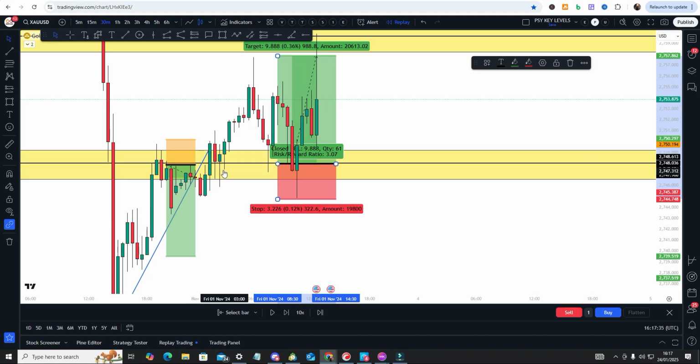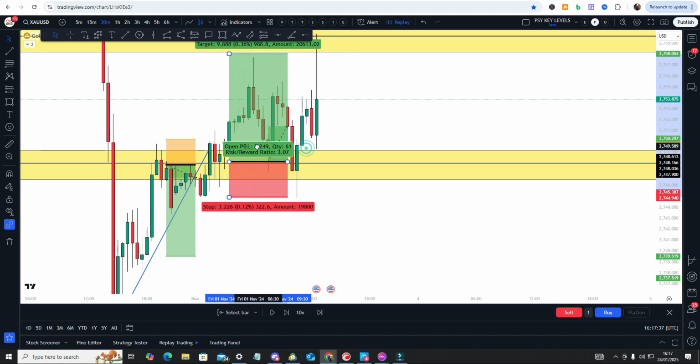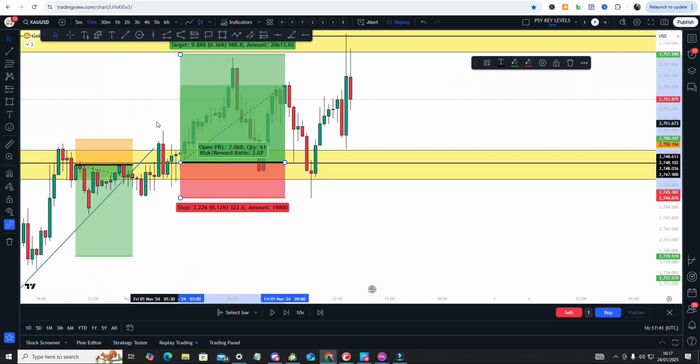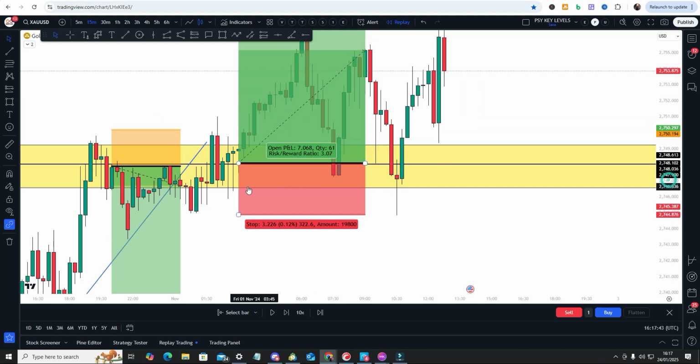Beautiful, look at this. After the breakout, none of the candles ever closed below the key level. Beautiful trade, beautiful setup as well. Let's see, okay, bullish candle breakout. Now we got a bearish candle.